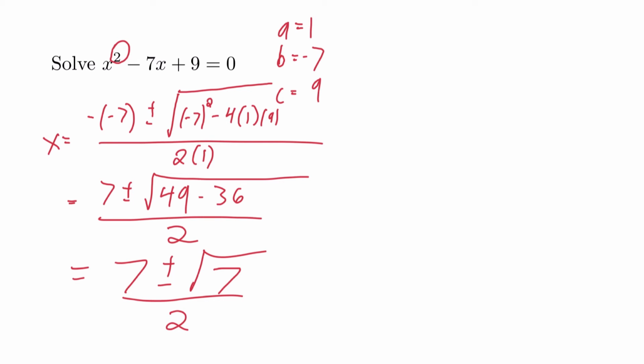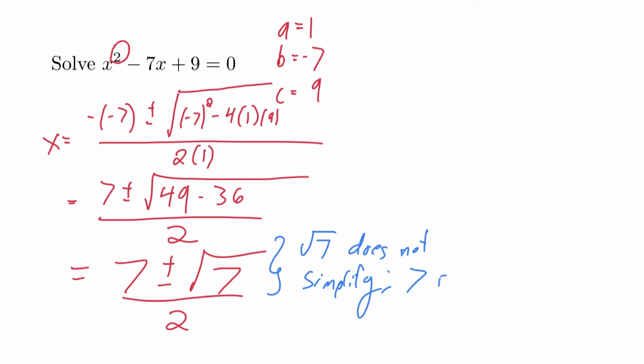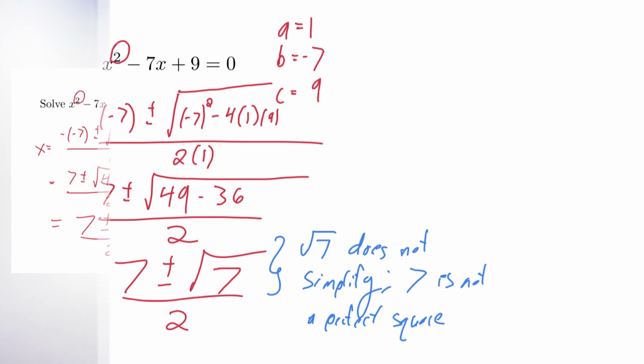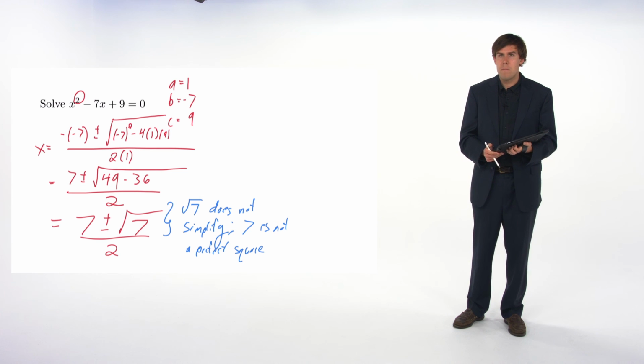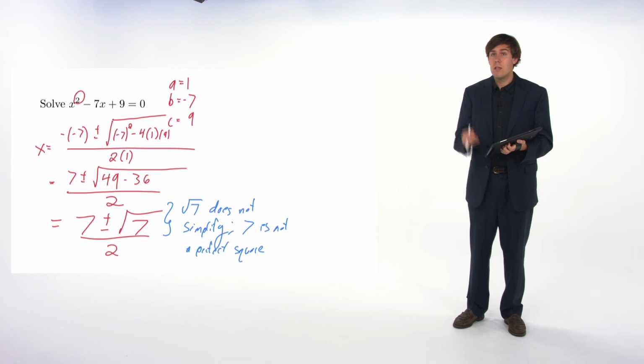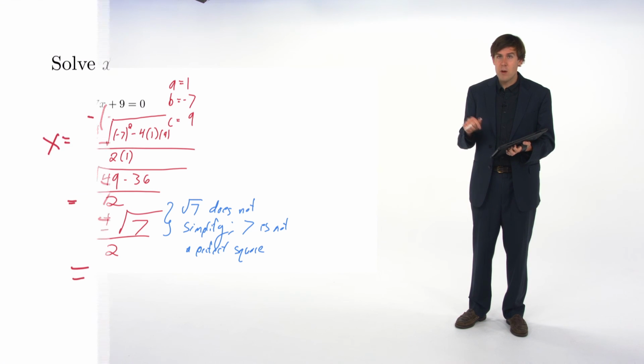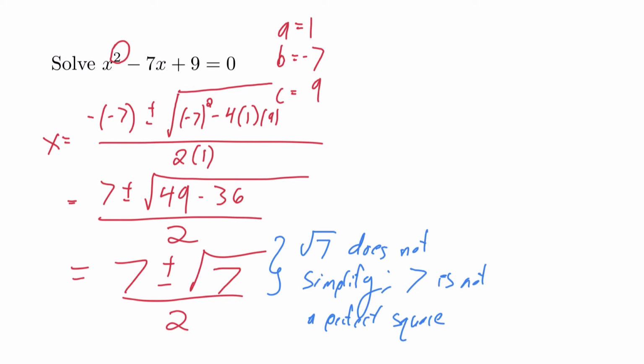Okay. So in this case, trying to make it simpler is difficult because square root 7 does not simplify. Another way of saying this is 7 is not a perfect square. So we cannot simplify this any further. This is as compact as the solution gets. Okay, so notice that we get two solutions, 7 plus square root 7 over 2 and 7 minus square root 7 over 2.